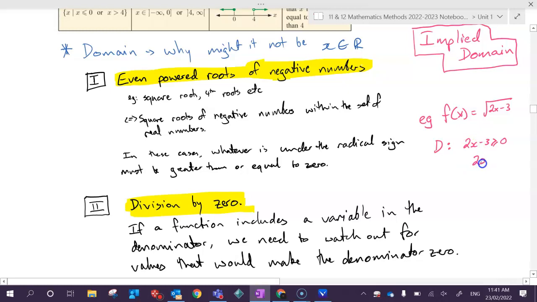This would be the same as 2x has to be greater than or equal to 3. So x has to be greater than or equal to 3/2, with a nice horizontal vinculum there. Do we understand what I was doing there? If I took a number that was less than 1.5 and I substituted it in, I'd have a negative number under the square root sign, and we know that doesn't work nicely.